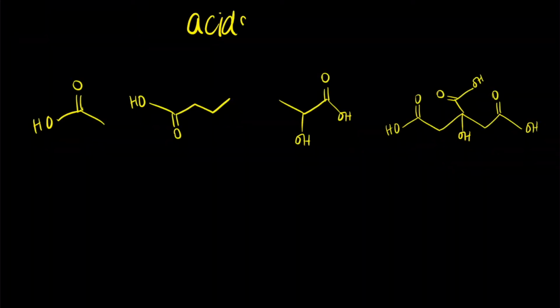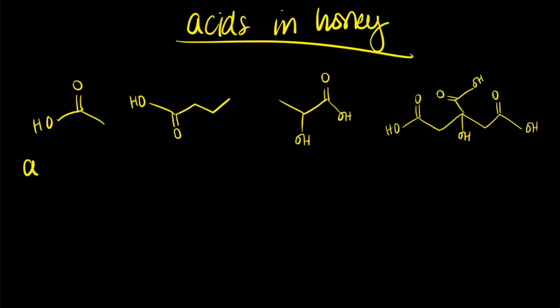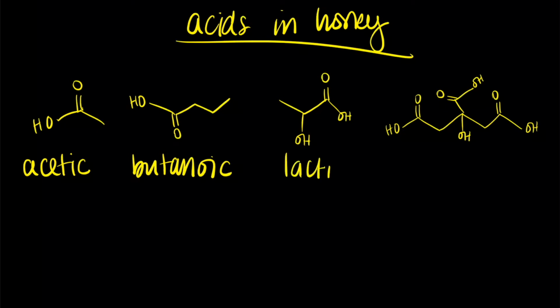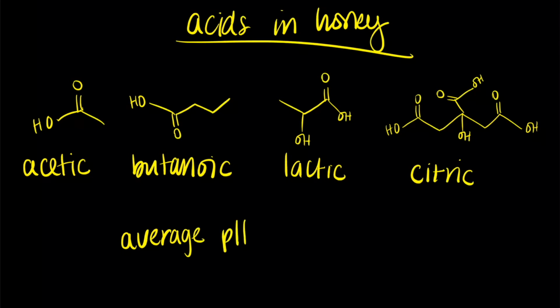There are many organic acids found in honey that lend themselves to its acidic nature. Organic acids make up 0.57% of the composition of honey. Some organic acids found in honey include acetic acid, butanoic acid, lactic acid, and citric acid. Honey also contains many aliphatic and aromatic acids, which are important contributions to its sweet flavor. The average pH of honey is 3.9.